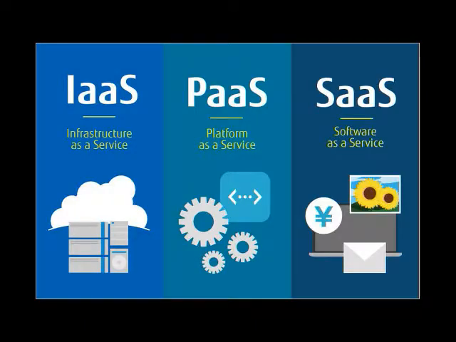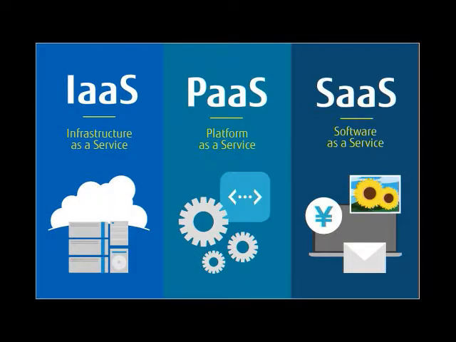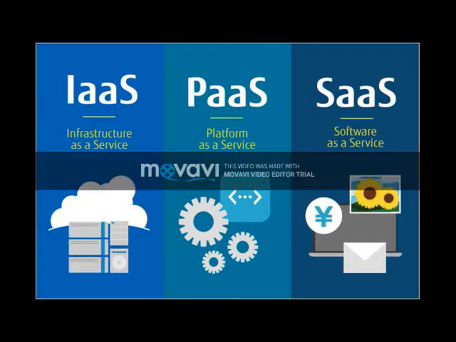First, we have the IaaS, infrastructure as a service. The second is PaaS, platform as a service. And the third is SaaS, software as a service. Now let's dive deep into each of them.